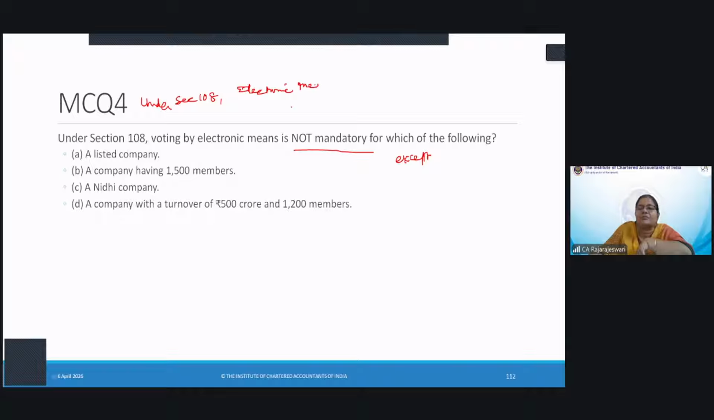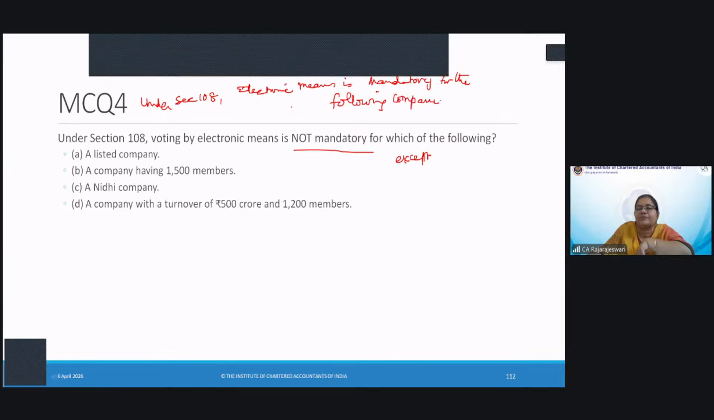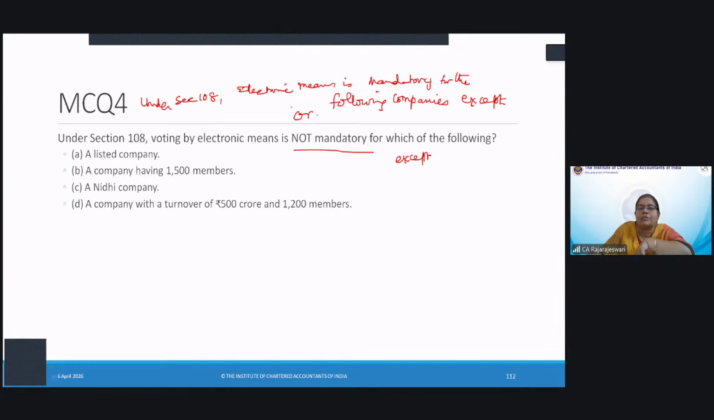Under section 108, voting by electronic means is mandatory for the following companies, except. Either I can take this as the MCQ, or I can reframe the question under section 108: voting by electronic means is not mandatory for which of the following companies?